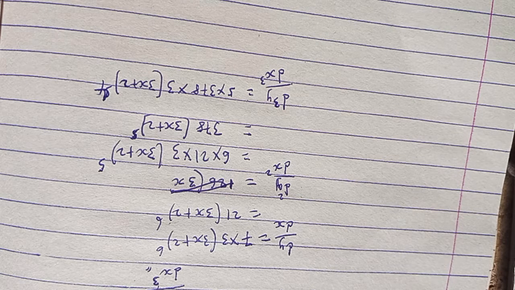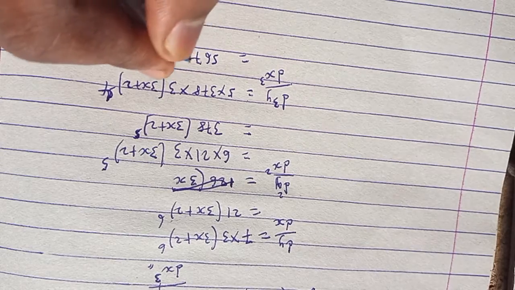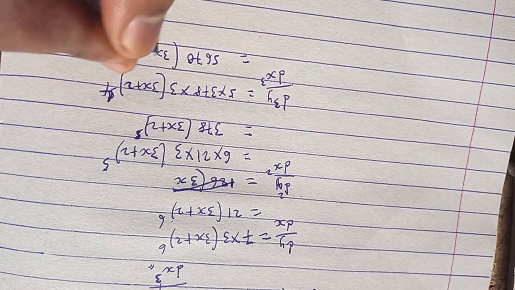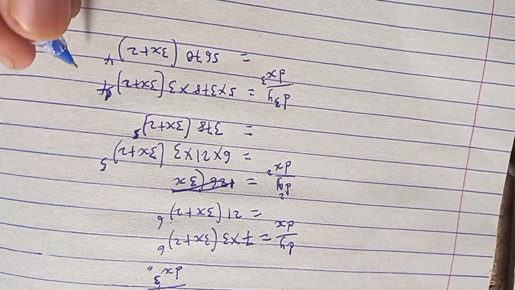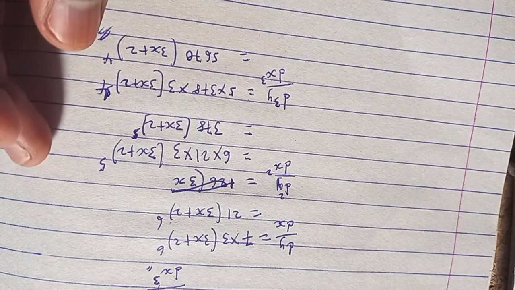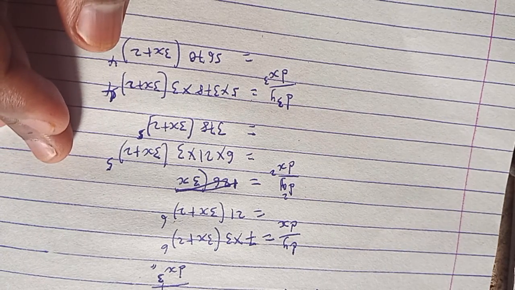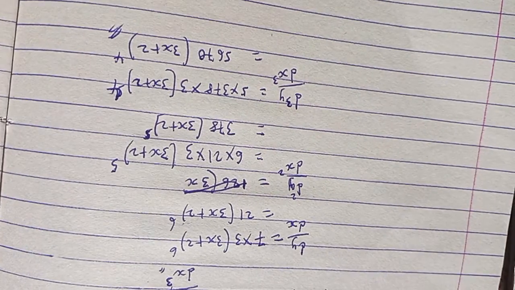378 times 5 times 3, and that will be 5670. 5670 into bracket (3x + 2) all power 4. So guys, this is really our third derivative of that question.